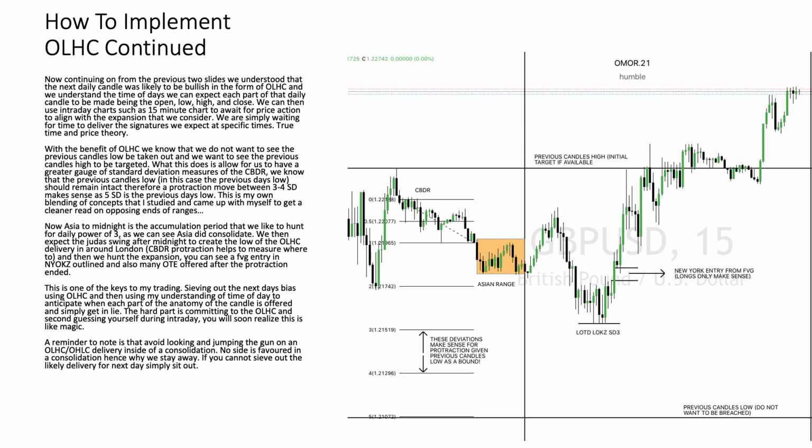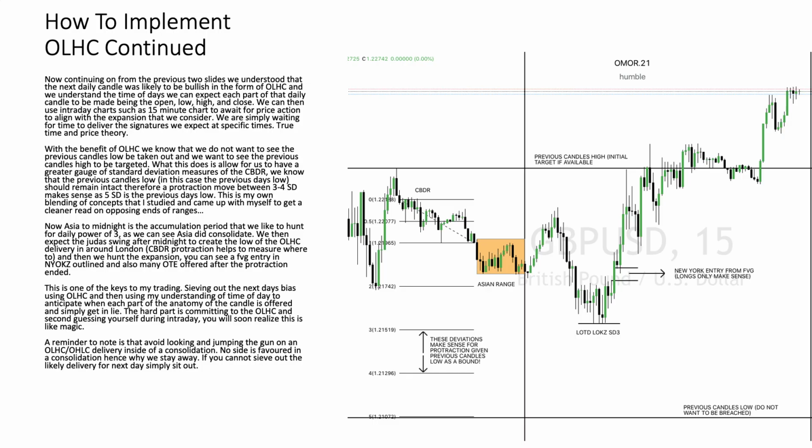So, how to implement the open, low, high, close, continued. Now continuing on from the previous two slides, we understood that the next daily candle was likely to be bullish in the form of open, low, high, close. And we understand the times of day at which we can expect each part of the daily candle to be made, being the open, low, high, and close, right?